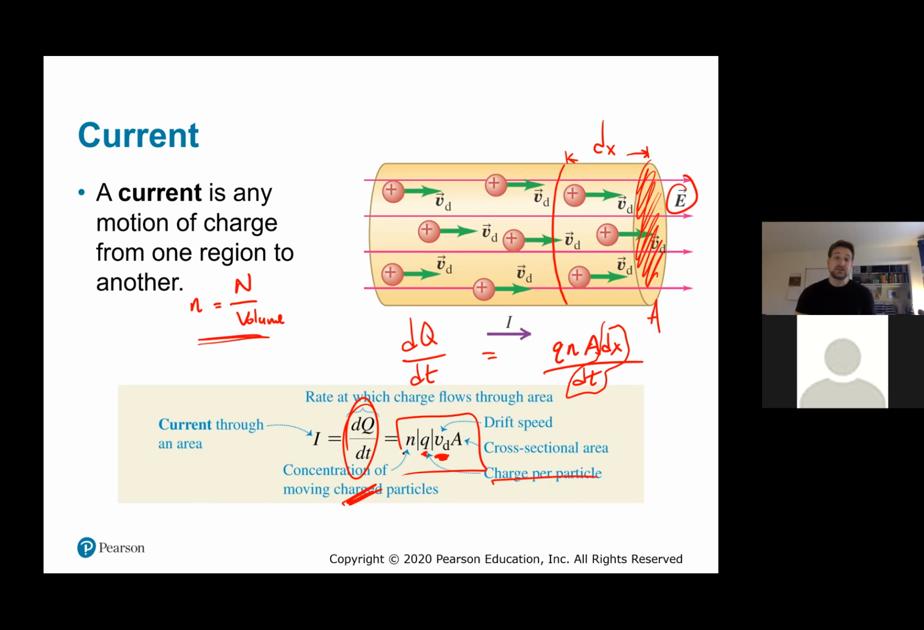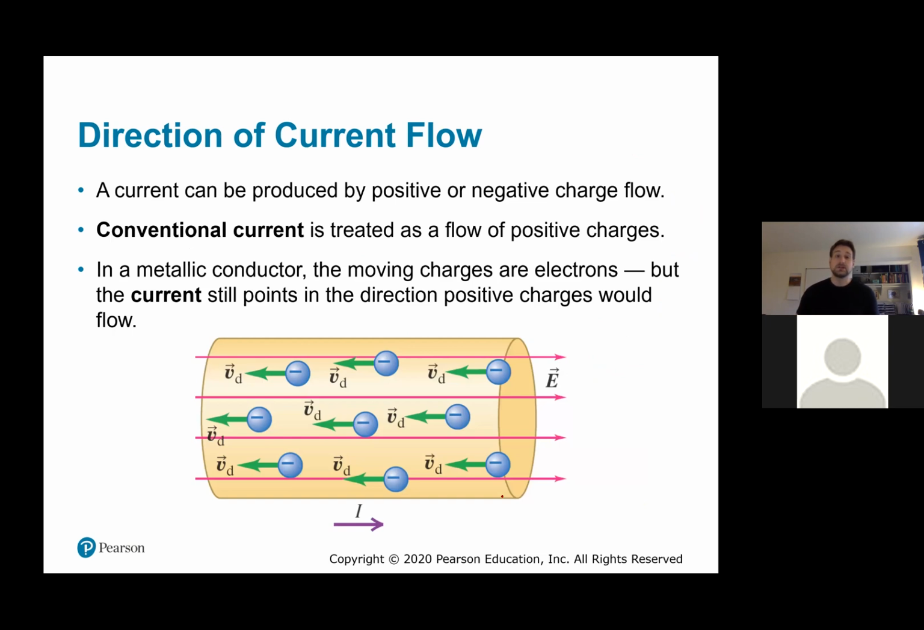We define the direction of current this way, according to the motion of positive charge carriers. Now, in metals, it's actually the electrons that are carrying the charge and moving in a current, and they would go opposite the direction of the electric field.